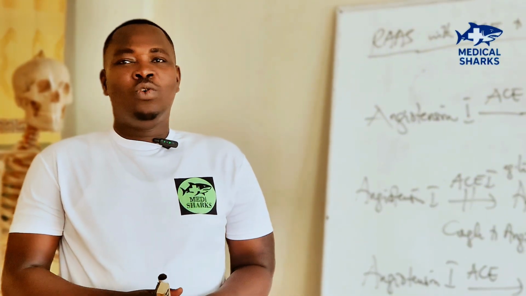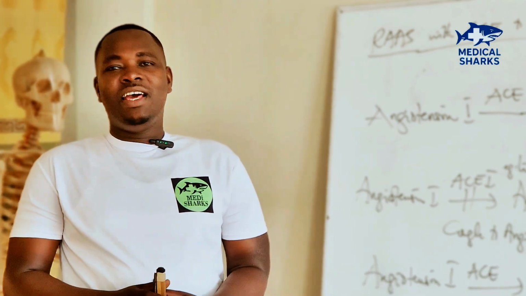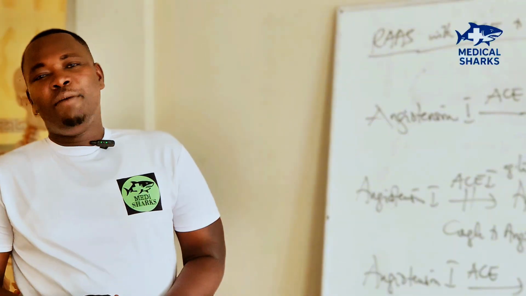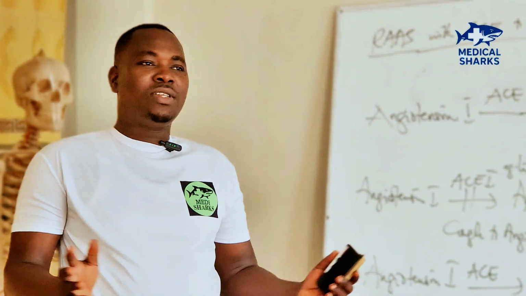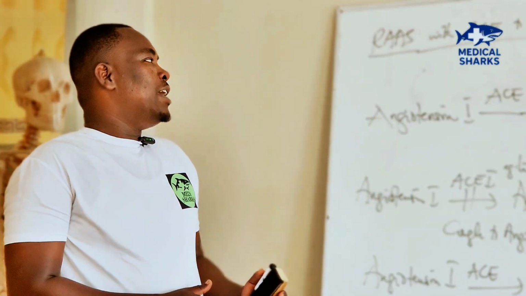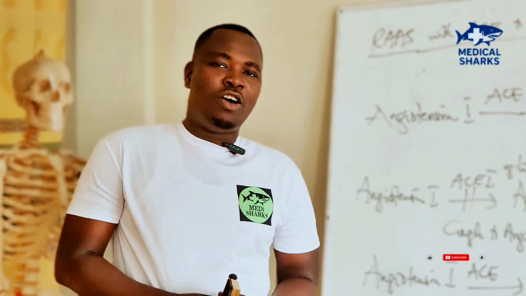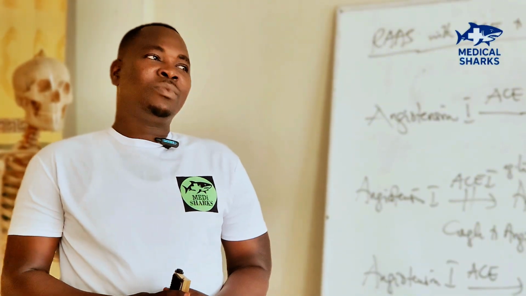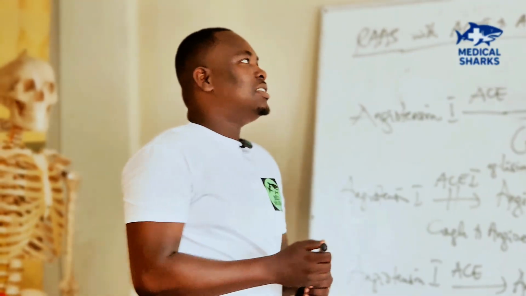Today we want to look at the RAAS that we talked about last time, the Renin-Angiotensin-Aldosterone System. During the last episode, we saw how it works, and today we want to use it to refer to two drugs that we have in our hospital setting: the angiotensin converting enzyme inhibitors and the angiotensin II receptor blockers.